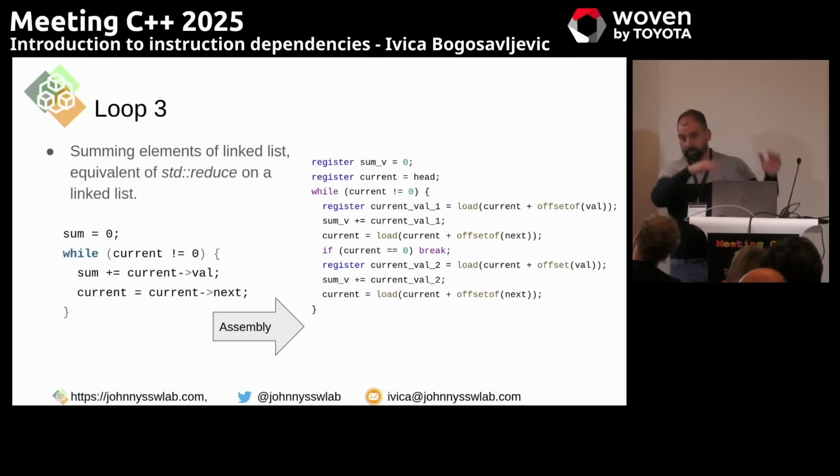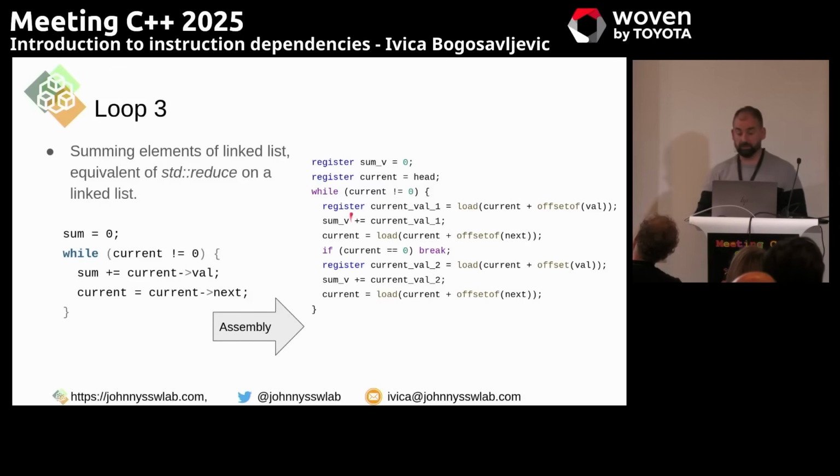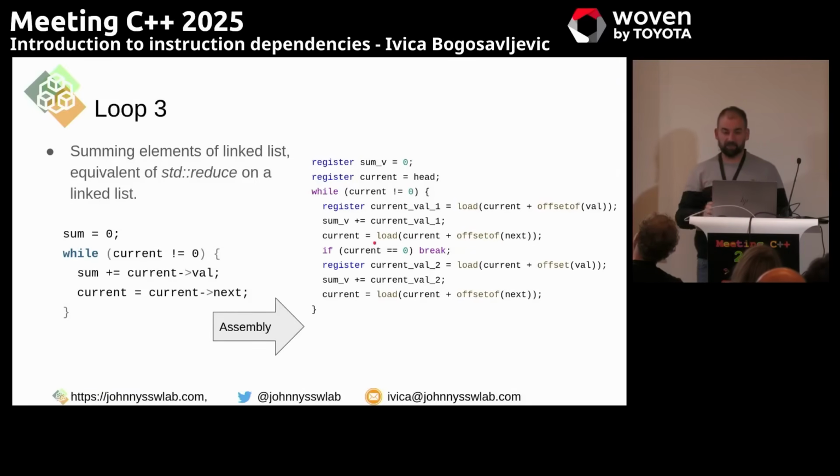Yes, so what he said: in the previous example you could do all million loads simultaneously, and then you could do the summing. Here you cannot do that. To do this second sum, you need the current value of 2. But to get current value of 2, you need the value of current. But to get the current, you need to load the current, which was done in the previous iteration. Now in this case, you get a dependency chain which depends also on the loads.